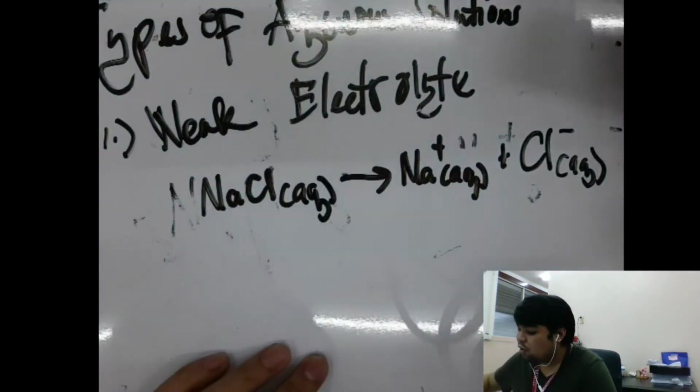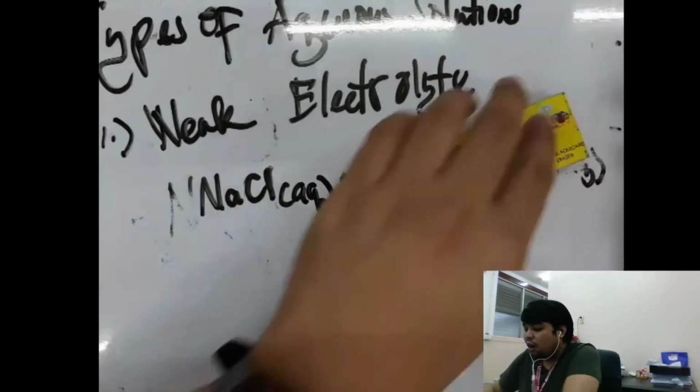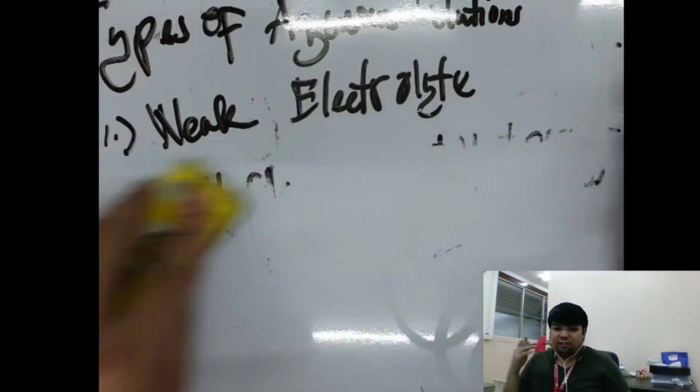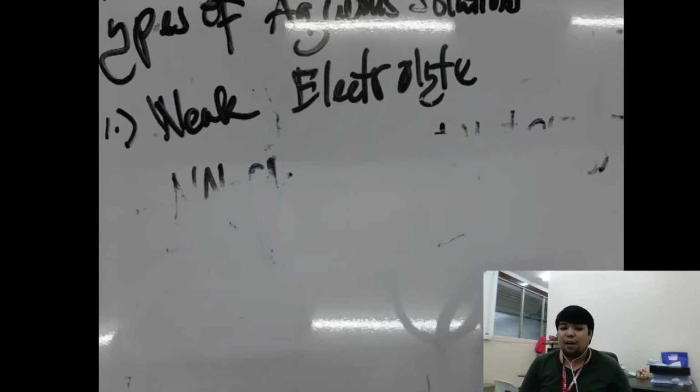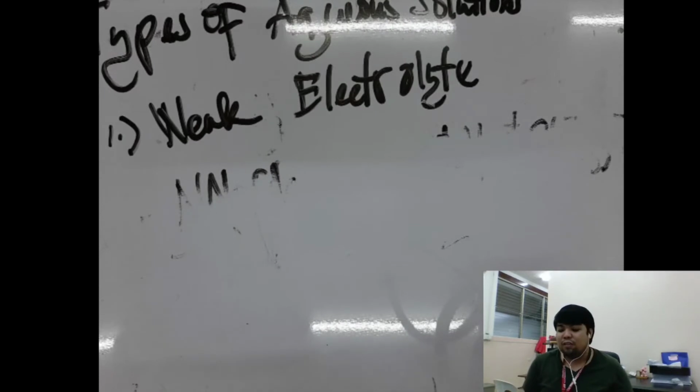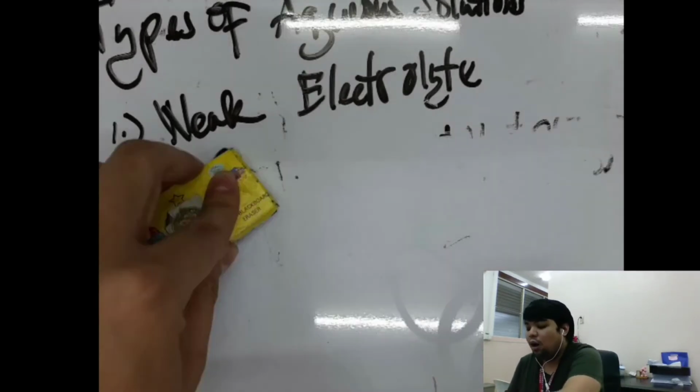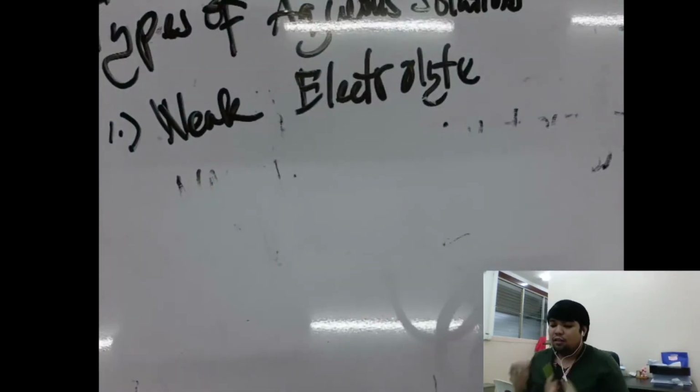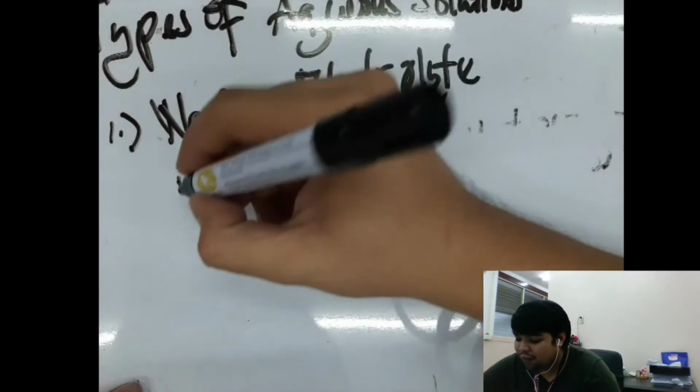Now, a weak electrolyte solution, on the other hand, also dissociates into its respective ions. However, they dissociate only to a certain degree. Unlike strong electrolytes that dissociate completely, weak electrolytes do not. So let's take, for example, acetic acid.